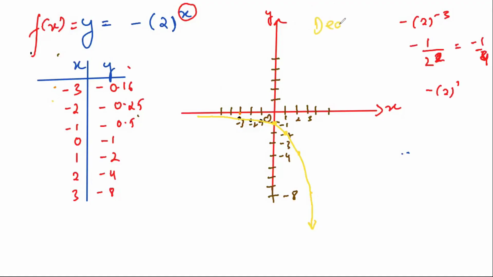So it's a decaying graph, right? It's a decaying graph, and that decaying is just because of this minus sign, because I am getting the negative values, right? Now what are the key features? So we have to work out the key features.